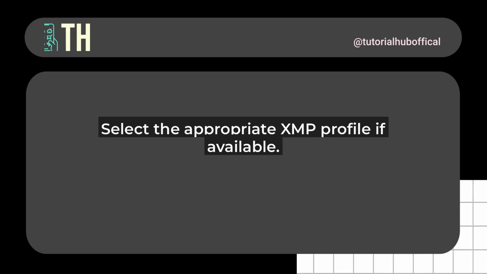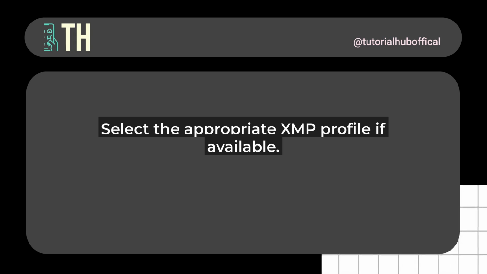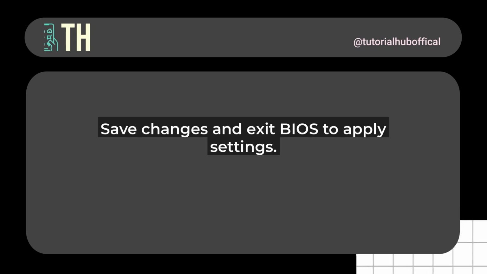Now, look for the XMP option. It's usually in the memory or DRAM settings. Select it and enable the profile. If there are multiple profiles, choose the one that matches your RAM's rated speed for optimal results. After that, hit Save and Exit. Your PC will reboot with the new settings applied.